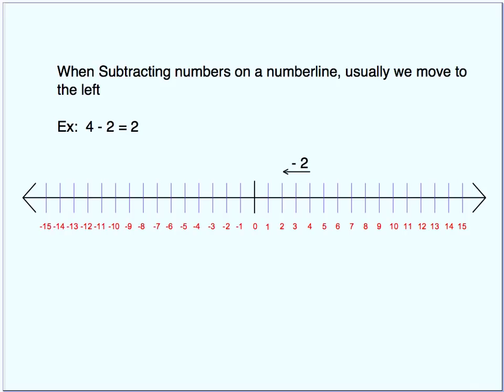When subtracting numbers on a number line, usually we move to the left, so the opposite. Just exactly what you've learned in the past. If we have 4 minus 2, we would start at 4, and because we're subtracting, we're going to be moving to the left by 2. And we would end up with +2. 4 minus 2 equals 2, and that is how you show it on a number line.